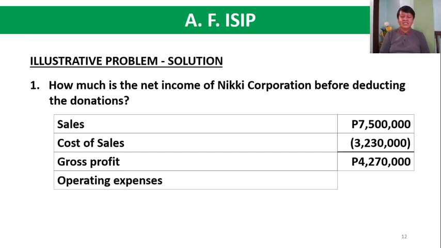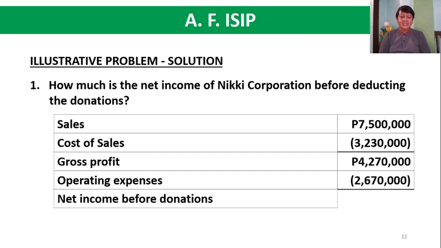So the operating expenses given in this problem is 2,670,000, and that amount will be deducted from 4,270,000 pesos. So the net income before deducting the donation is how much? 1,600,000 pesos. So this is the answer to question number 1. How much is the net income of Nikki Corporation before deducting the donations? I hope this is very clear to everybody.